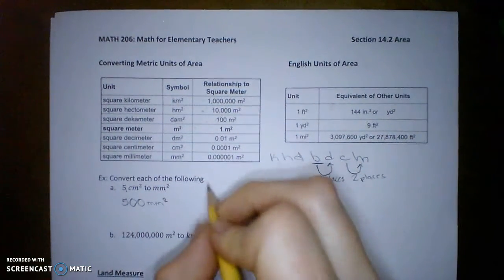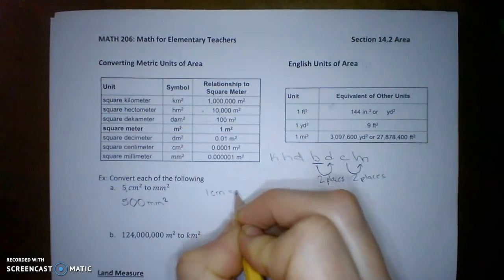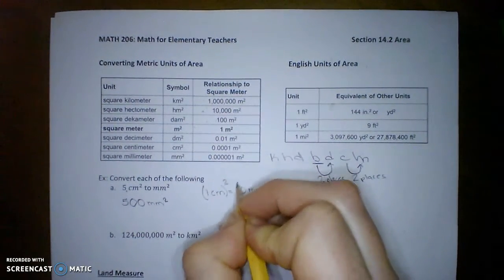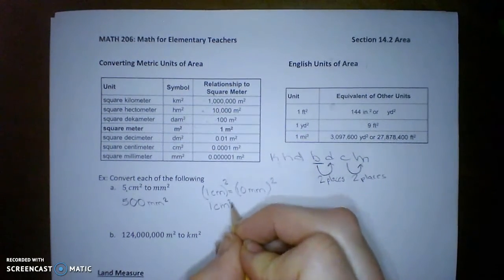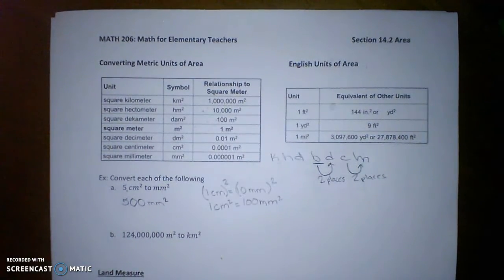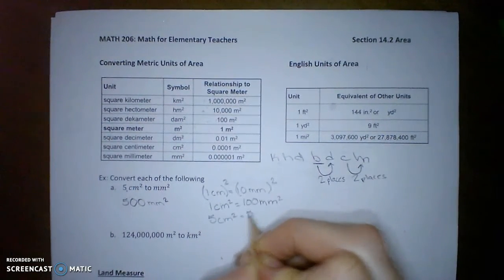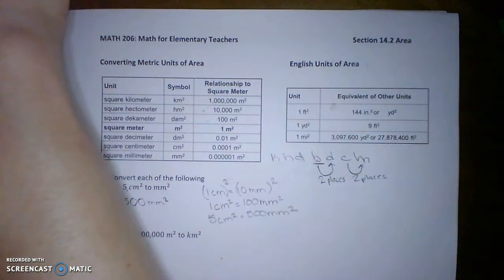Another way to think about this is if you know that 1 centimeter is equal to 10 millimeters. This is just another way of thinking about it. Square both sides. 1 squared is 1. Centimeter squared is square centimeters. 10 squared is 100. Millimeter squared is square millimeters. And then to get 5 square centimeters, multiply both sides by 5. So 1 times 5 is 5. 100 times 5 is 500. So this is just another way to do it if you know the conversion for the linear units.